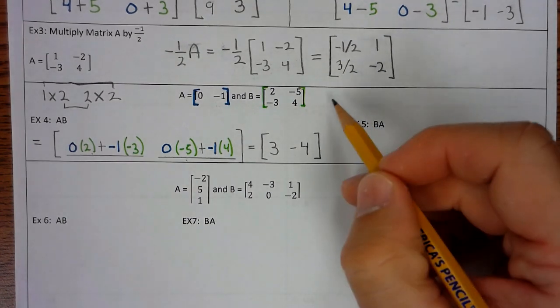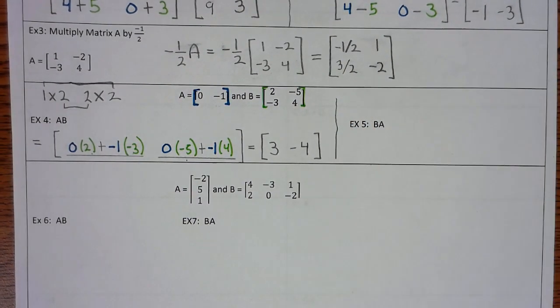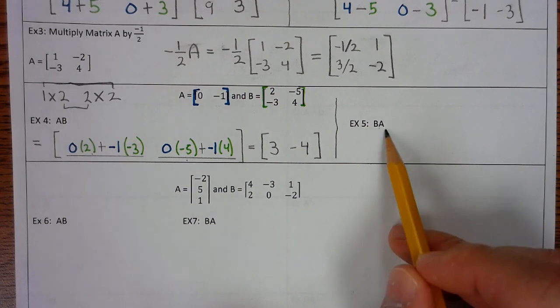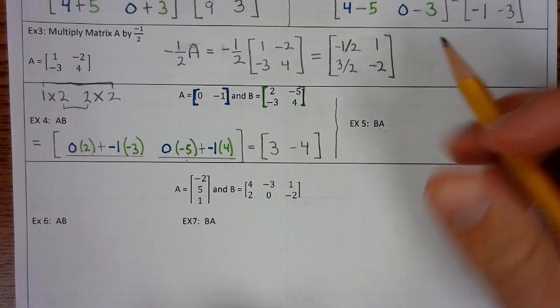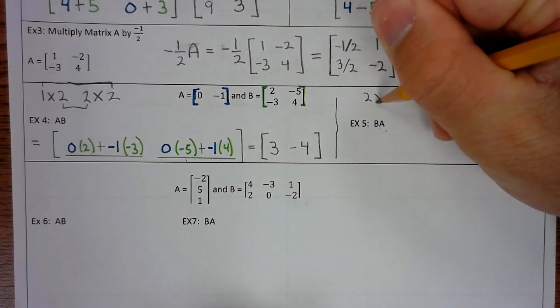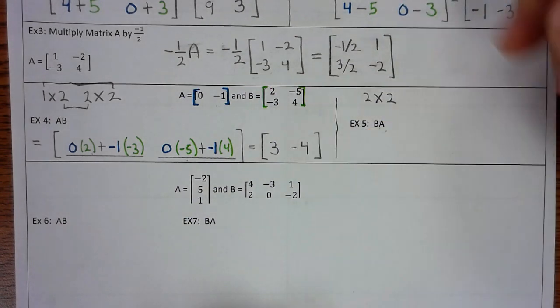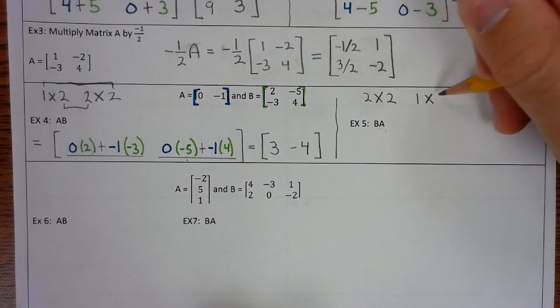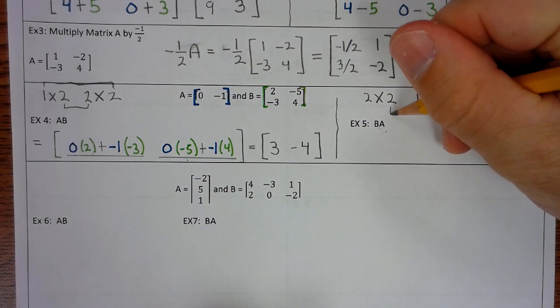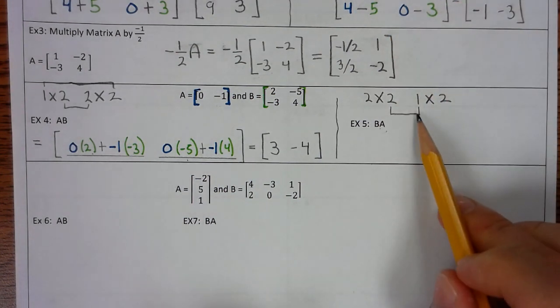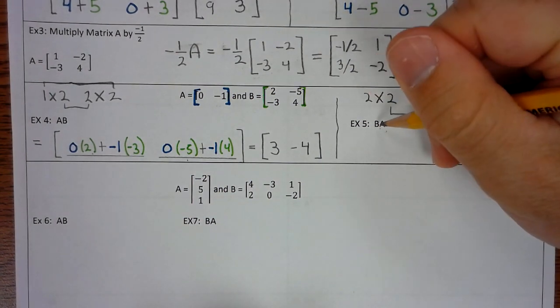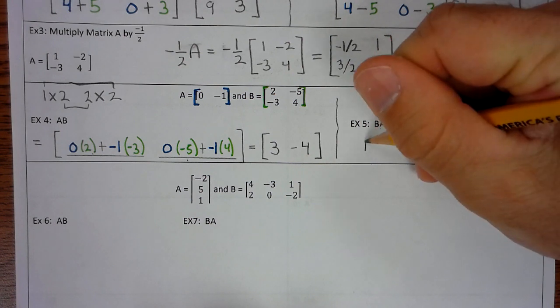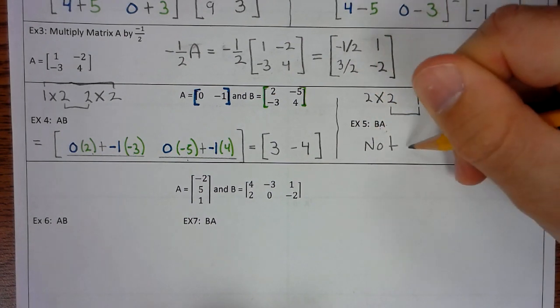All right, now let's take a look at example 5. Now we're doing B times A. So B is a 2 by 2, and A is a 1 by 2. First thing you do is check to see if these match. They do not, so multiplying B times A is not possible.